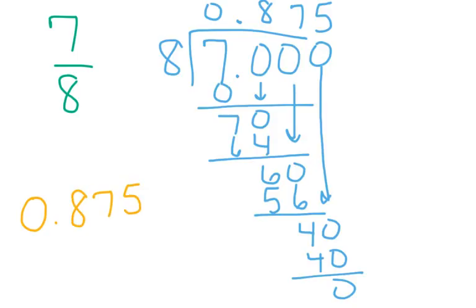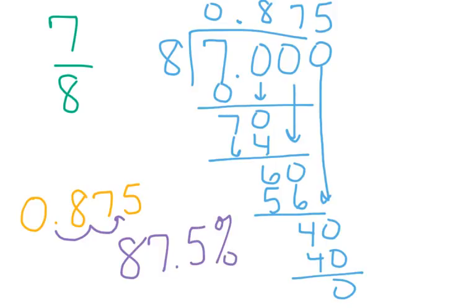0.875. I am going to move that decimal 2 places to the right. And my new number is 87.5%. And yes, we can have decimals and percents. So 7/8 is the same as 87.5%.